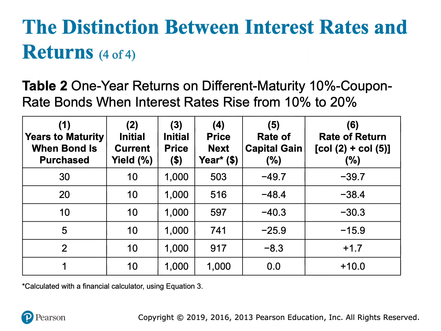Those are including our current yield as well as our capital gain or capital loss. And we see that as the maturity of the bond increases, the size of the rate of return gets magnificently smaller, right? So we saw a negative 39.7% loss on our 30-year bond and a 1.7% gain on our 2-year bond, right? A 30.3% loss on our 10-year bond. So given these increases in interest rates, which was uniform across all maturities, the longer maturity bonds fared less well.